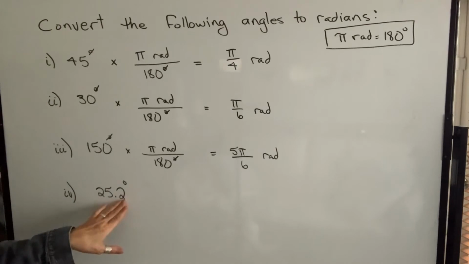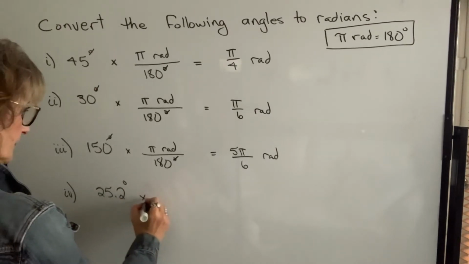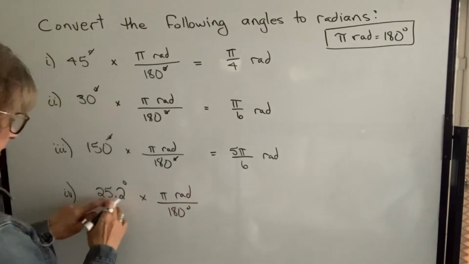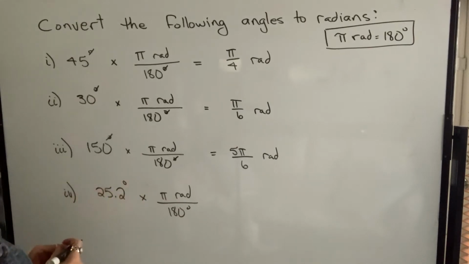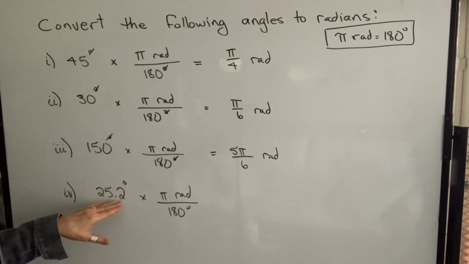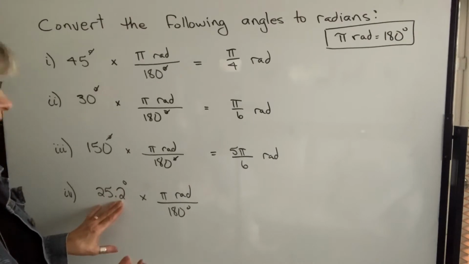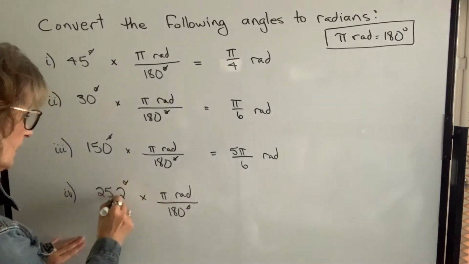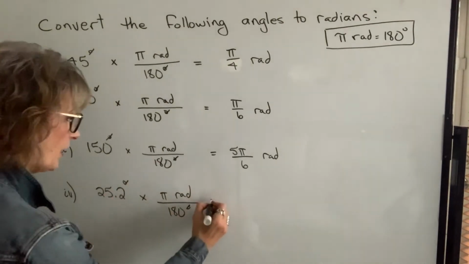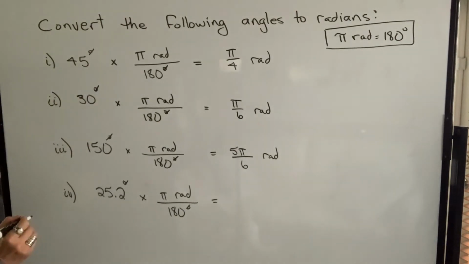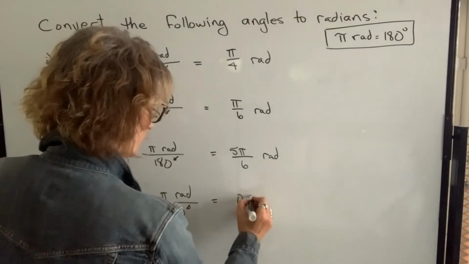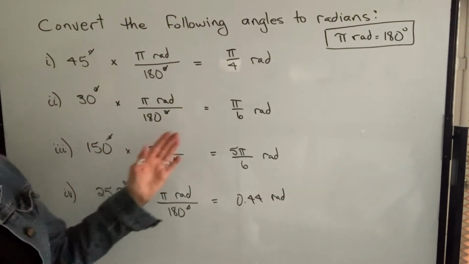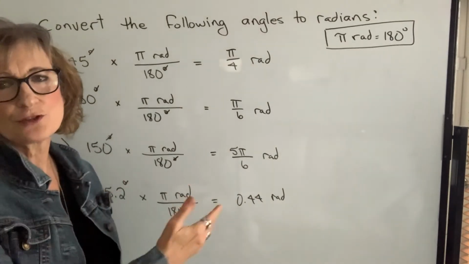In this example, I'm not going to be able to, because we have a decimal here and we're not going to be able to reduce this nicely. So when you have a situation like this where it's not going to be a nice fraction, then I would just use my calculator and multiply 25.2 times pi, and then I would divide by 180, and I would get a value of 0.44 radians. So that's how you could convert if you were asked to convert from degrees to radians.